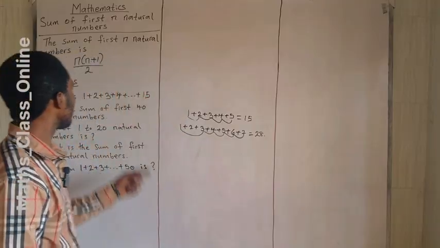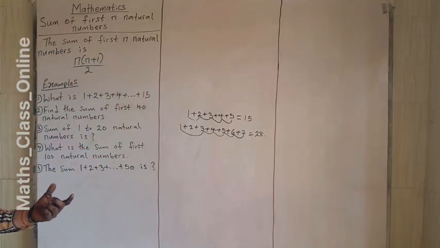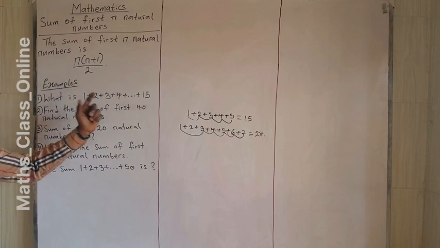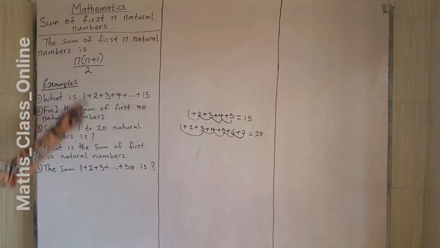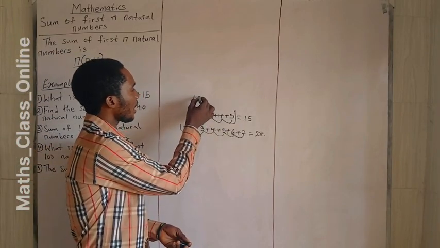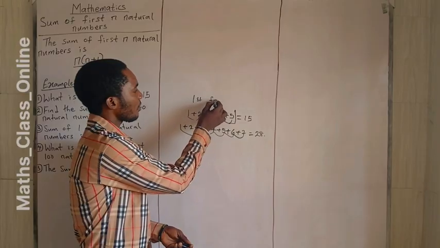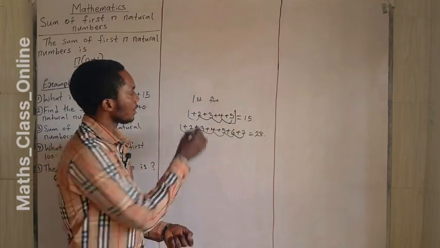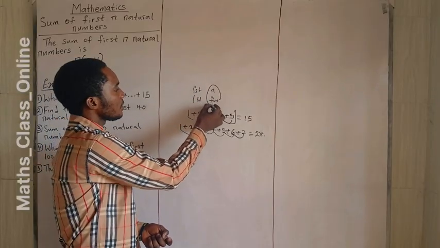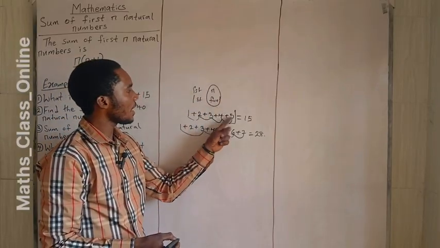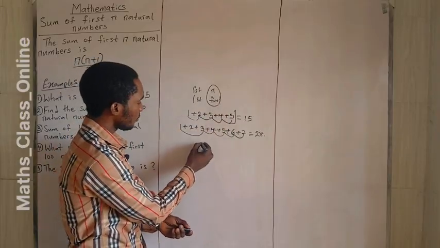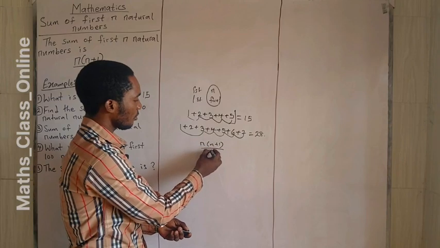That is why we have this formula given. Sum of the first n natural numbers is n, open bracket of n plus 1, close the bracket, all over 2. What is the value of n? You can see that this is the sum of the first 5 natural numbers. And what do we have here? First n. That means for this sum of the first 5, n is equal to 5. And if I'm to find the value of this using the formula, we have n times n plus 1 over 2.